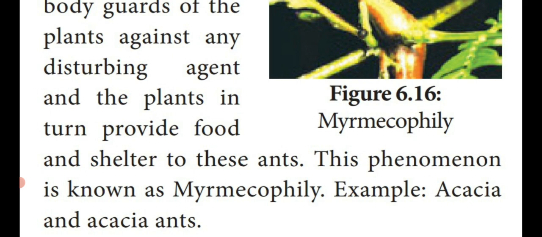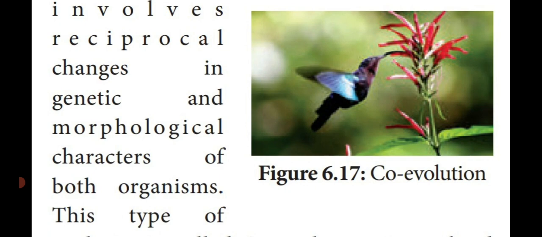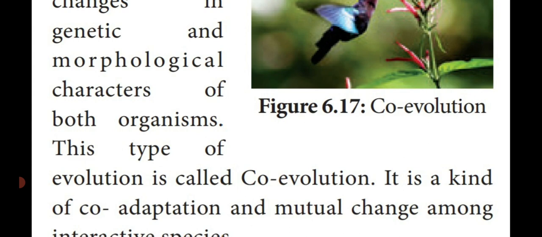Next one is co-evolution. This is also an interaction between organisms. This interaction takes place for several generations. That's why it is given as continues for generations. It involves reciprocal change in the genes and the morphological character of both organisms. So the interaction takes place over several generations, showing reciprocal changes in the genetic character as well as the morphological character of both organisms. This type of evolution is known as co-evolution.